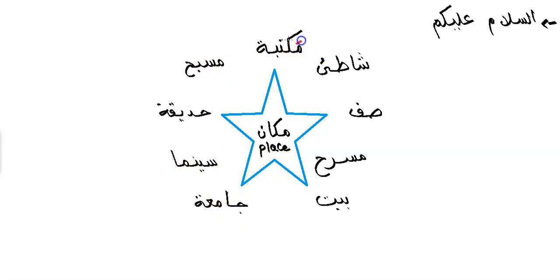So let me put the short cases. Maktaba, library. شاطئ, beach. صف, class. مسرح, theater. بيت, house. جامعة, university. Cinema, movie theater. حديقة, park. مسبح, pool.